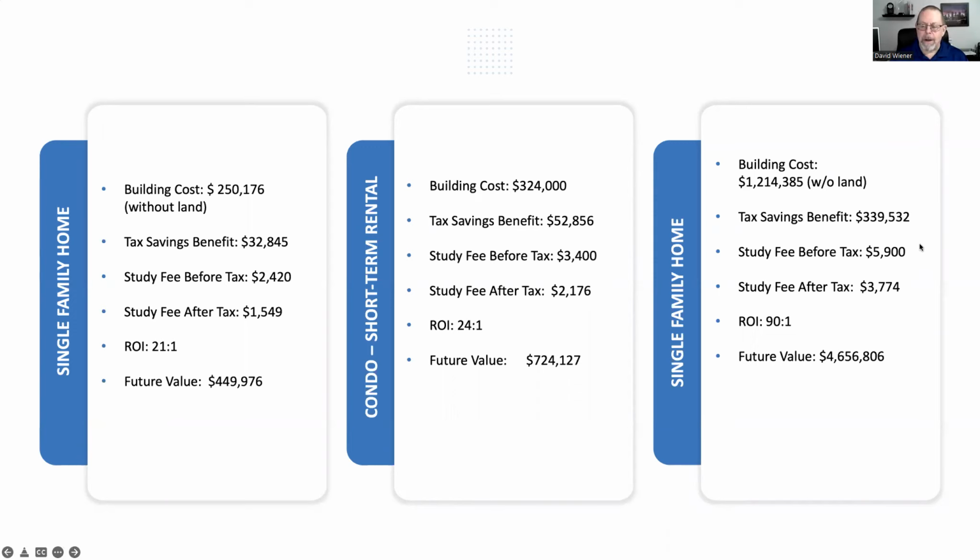But if they put that money to work, which I know they did, and reinvested in their real estate business, it'll have a future value of $4.6 million by the time that they're done.